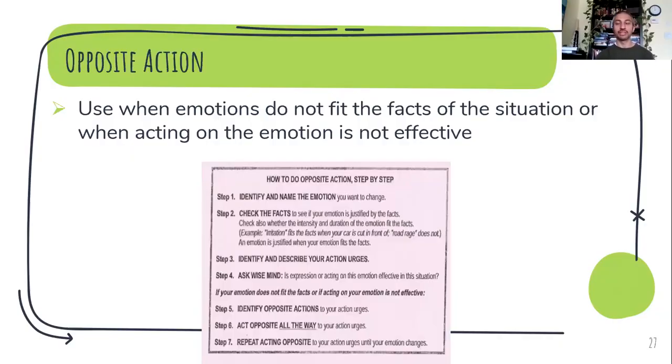Using opposite action is something that they can actively do when they know that their feelings do not fit the facts of the situation. So, for example, let's say their partner showed up late to a date and they feel like cutting their tires, they feel like blowing up at them. Using opposite action would be doing the opposite. So maybe the opposite of cutting their tires would be talking about their feelings. Maybe it could be telling them, "Hey, I missed you a lot. Why didn't you show up?" Asking them what happened. That would be the opposite of cutting their tires.